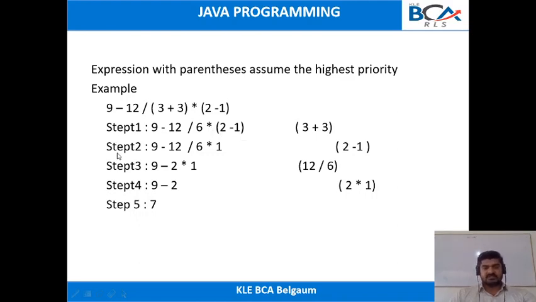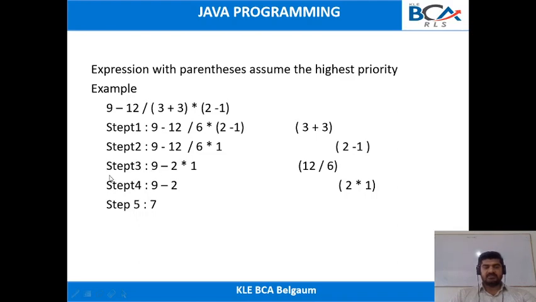So in this step 2, you need to evaluate this parenthesis, that is 2 minus 1, which will give us the value 1. Okay, and next step. Expression evaluation starts from the left, and the division has the highest priority. So 12 divided by 6 gives us the value 2. Okay, and keep the remaining things the same.